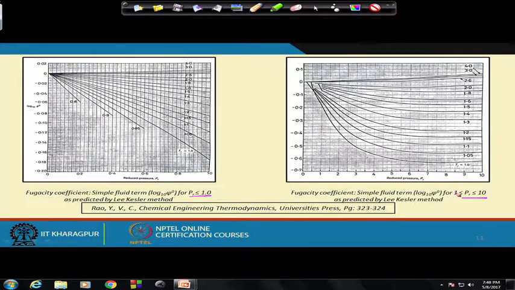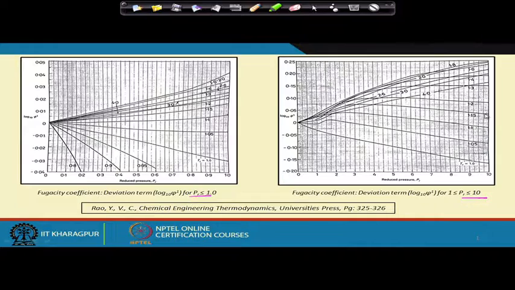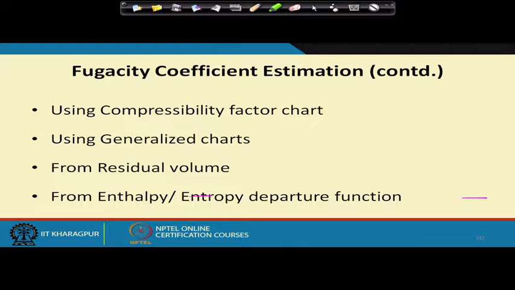So, these graphs show us the variation of phi 0 with TR and PR, and the next graphs show us the variation of phi 1 with TR and PR. Using these curves also we should be in a position to find out the fugacity coefficient from the generalized compressibility factor charts. What is the next technique by which we can find it out? We should also be in a position to find it out from residual volumes.